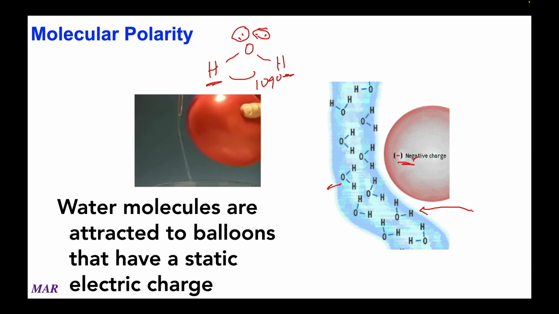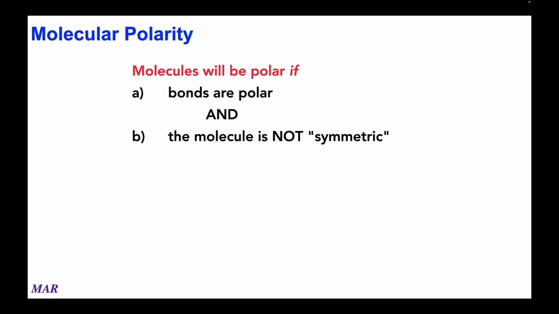The molecule has a slightly negative side, which is the oxygen, and it has a slight positive side, which is the hydrogens. And this is an example of molecular polarity. It's not just a bond polarity, like OH would be a polar bond. The whole molecule has a slightly positive and a slightly negative side. And this is an important consideration when it comes to reactivity. So a molecule will be polar if you have polar bonds, i.e. they're made of different things, and you have to have an asymmetric orientation, a molecule which is not symmetric.